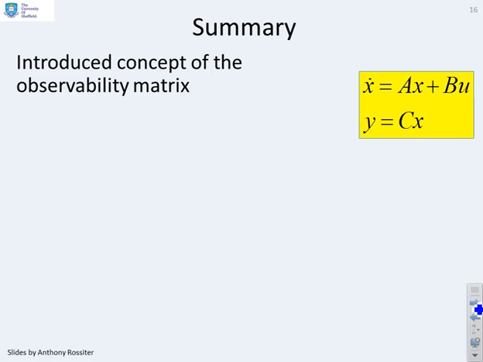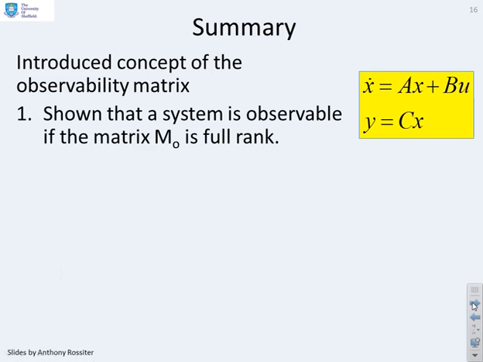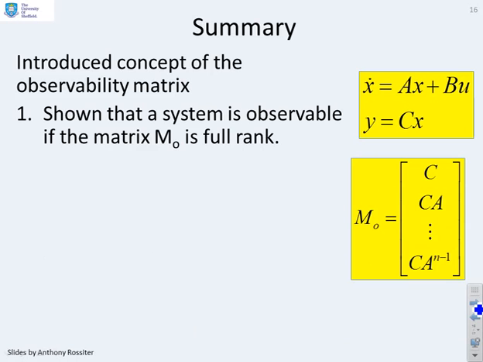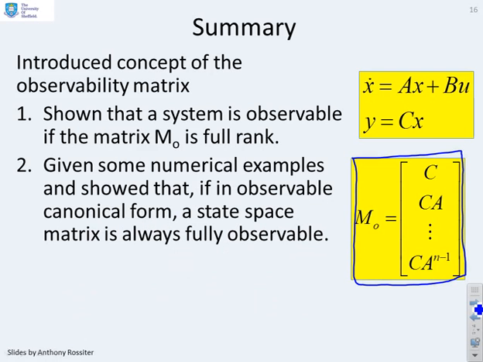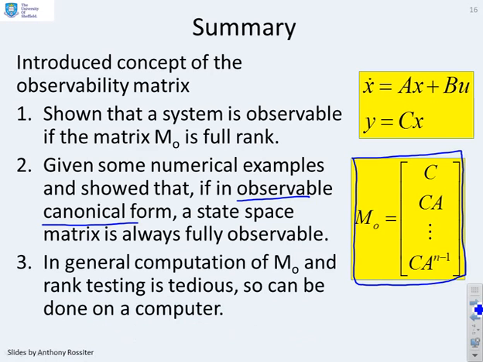So a summary. We've introduced the concept of the observability matrix, and we've shown that if this observability matrix is full rank, then all the states are observable. We've given some numerical examples and shown that if you're in observable canonical form, the state space matrix is always fully observable. In general, computation of M0 and rank testing is tedious, so you're best to do it on a computer.